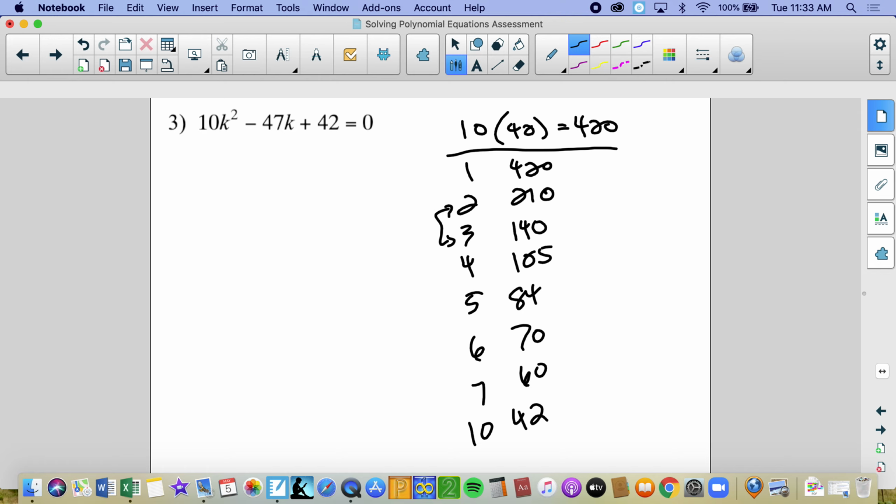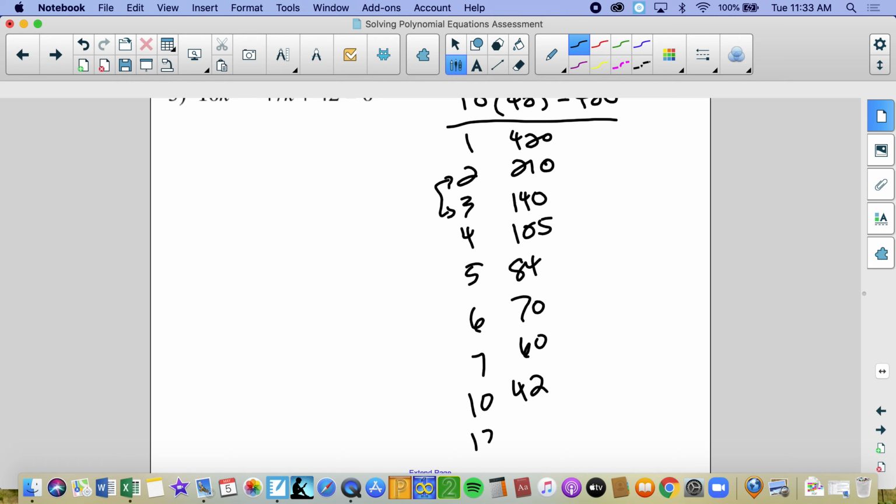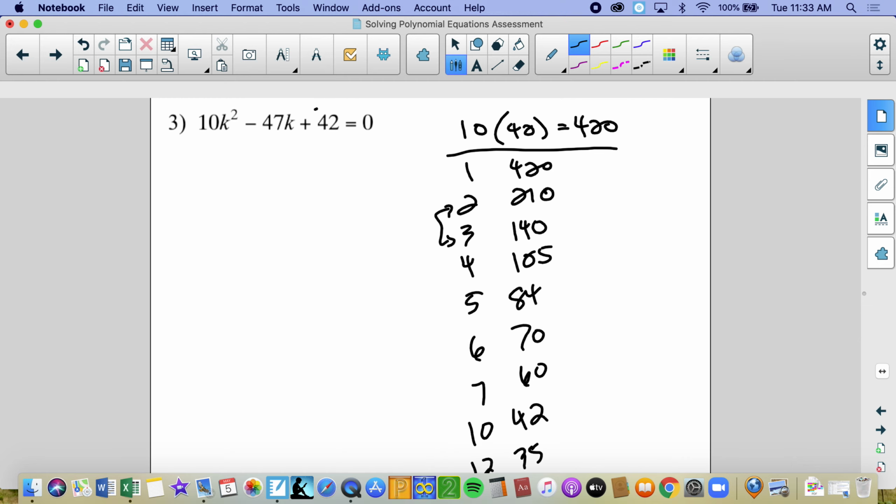11, let's see, 11, no. 12, yep, 12 goes into it. 420 divided by 12 is 35. Let's use this. 12 and 35, and we can stop at 12 and 35. We know that my signs are going to be the same, and they're both going to be negative.